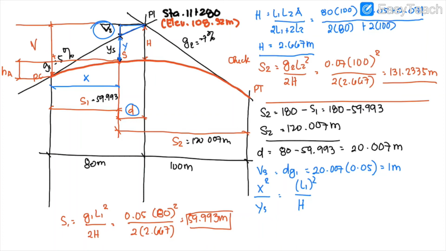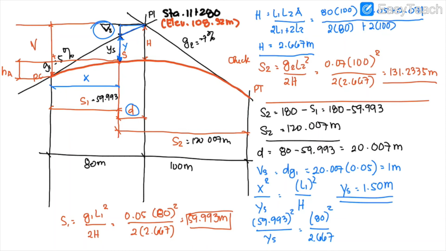So, yan lang naman yun. So, x is 59.993 squared over ys, which is our unknown, equal to 80 meters L1 squared over 2.667. Simplify gives us ys, or the vertical distance of the tangent line towards the highest or the peak of the vertical curve, is 1.5 meters.